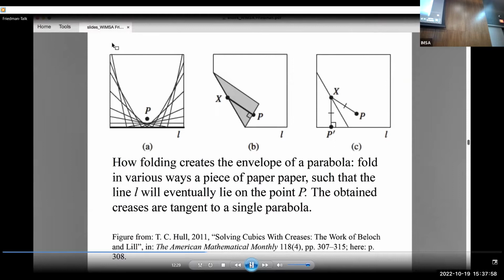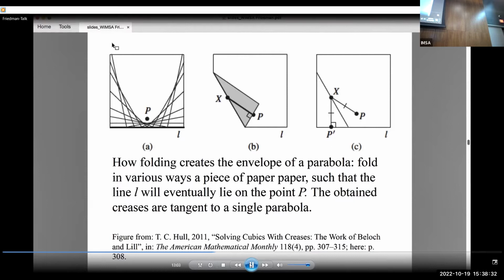The obtained parabola has as its directrix the line L, and as its focus the point P, or formulated otherwise, this parabola is the envelope of these creases. Rao does not use the term envelope, though it was well known during this time. And as you can see, a depiction of this process is on the slide, showing how one obtains the shape of a parabola from the various foldings of the line onto the point.